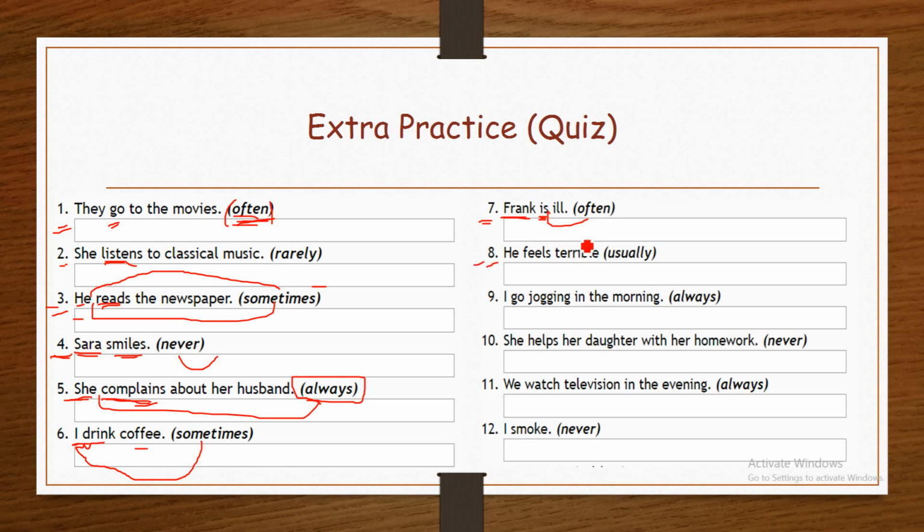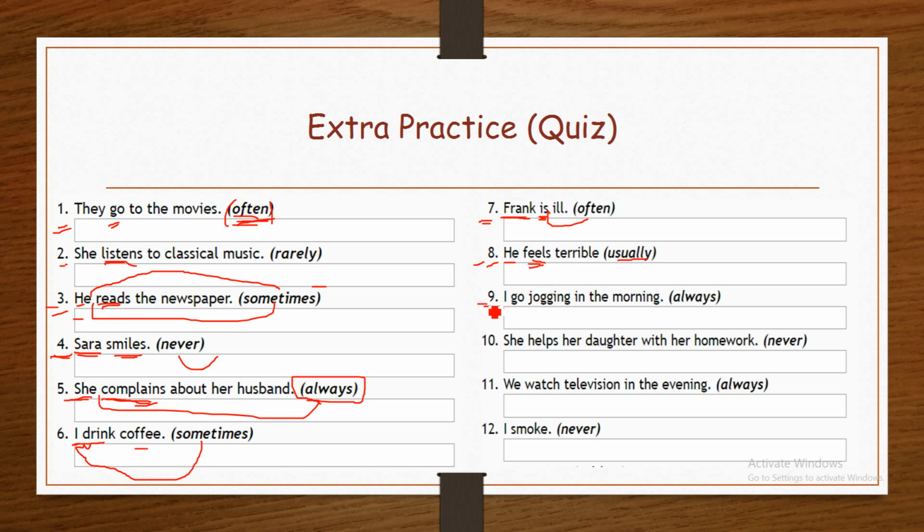Number eight. He feels terrible. He is the subject. Feels is the main verb. Terrible is an adjective. Usually, we have a main verb here. Therefore, we say he usually feels terrible. He 90% feels terrible.